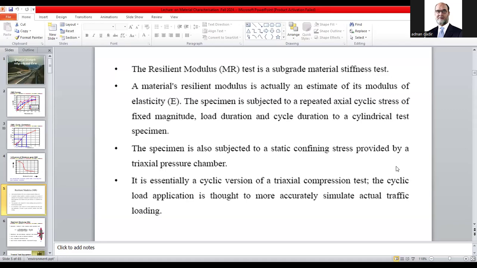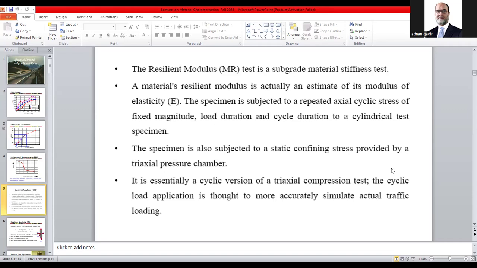Bismillahirrahmanirrahim. Today we are going to discuss the term resilient modulus. Actually, with modification in the H2 method, the roadbed strength is now taken in terms of a resilient modulus. It is also a subgrade material stiffness test.